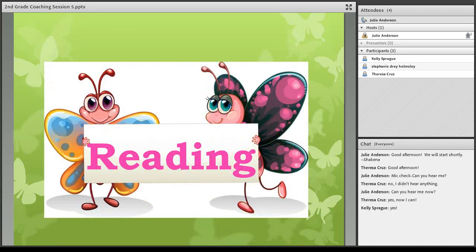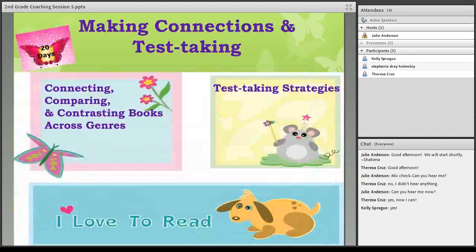We will discuss reading. We have 2 units that we will talk about. We have the Making Connections / test taking unit, as well as the drama unit that we will highlight. Okay, so for our Making Connections and test taking unit, it's broken down into 2 units. It's a total of 20 days.